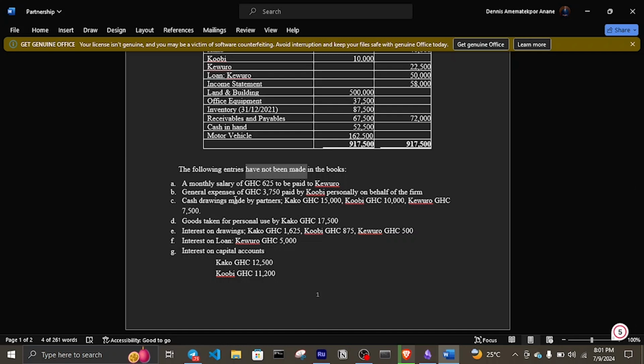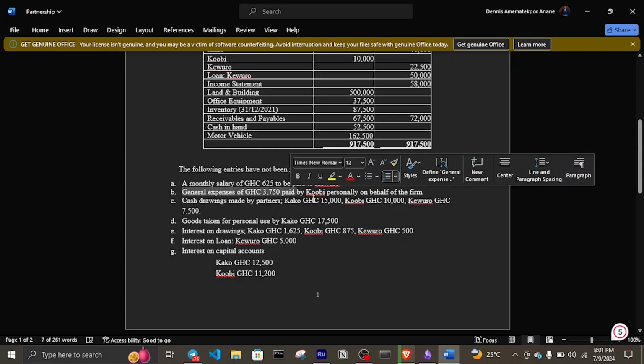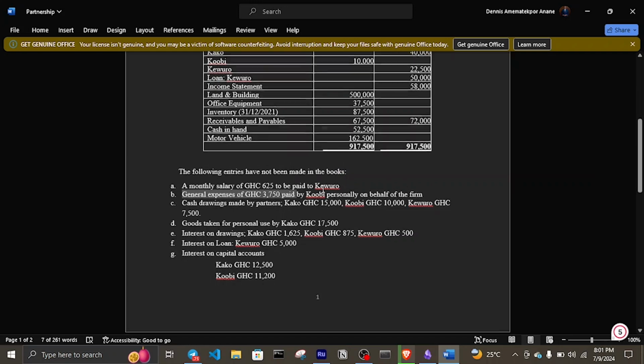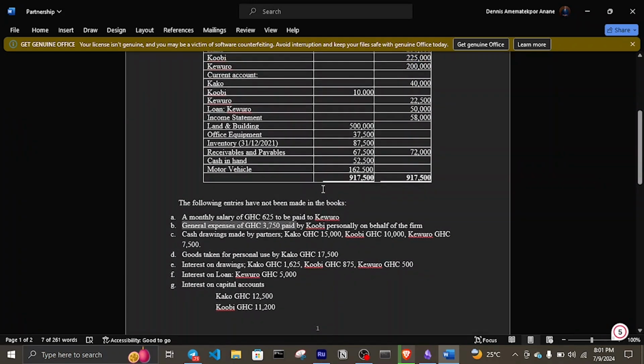What are some things that are going to affect the profit of the business? One thing is general expenses. Now, if you have a business and you have made a profit, one thing that is going to decrease your profit is the expenses that you have made. So, when we are adjusting our income statement, we are going to subtract our general expenses, which is 3,750 Ghana cedis, from the profit in the income statement, which is 58,000.